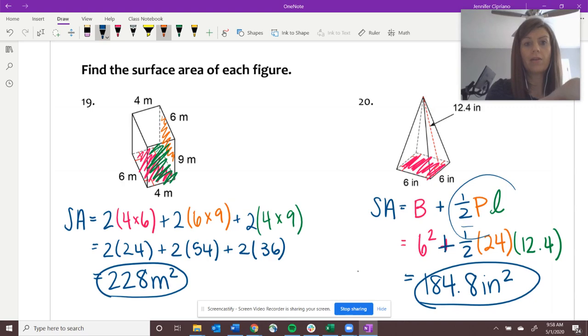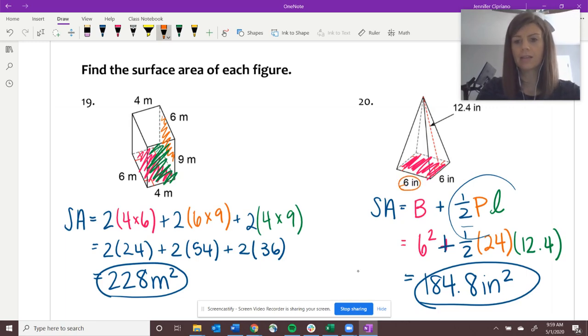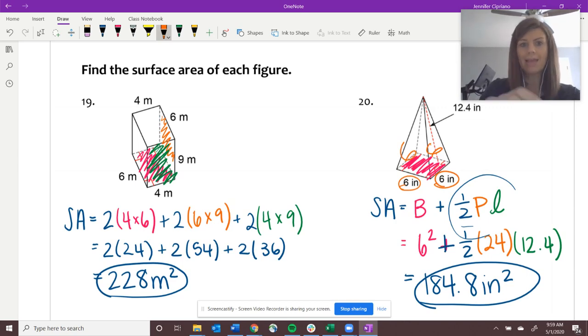So the perimeter of this base, remember that's just the distance all the way around the base. So we have 6 plus 6 plus 6 plus 6. That's where the 24 comes from. And then the slant height is this right here, which is given to us as 12.4. And then plugging all of that in gives us our surface area.